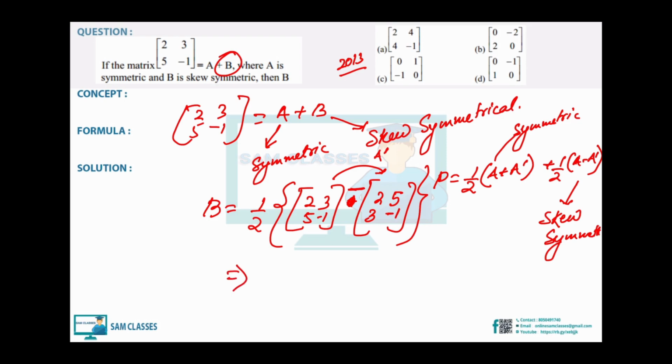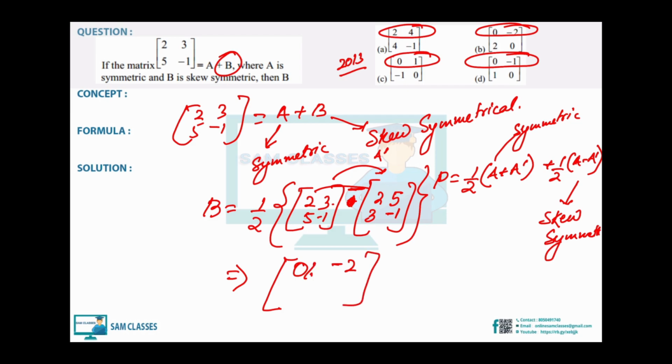Now do I need to solve the whole thing and then get the answer? No. Just solve for any one row or column. The first row is different for all of the options, so if I just solve for the first row, I'm done. I'll get the answer. So 2 minus 2 is what? 0. And then 3 minus 5 is what? Minus 2. Done. If I do half of that, 0 by 2 and minus 2 by 2, what I'll get is 0 and minus 1. So what is the answer? The answer is D. So very simple, students.